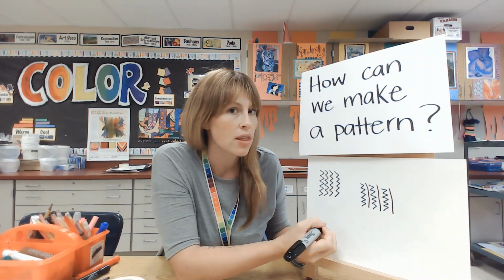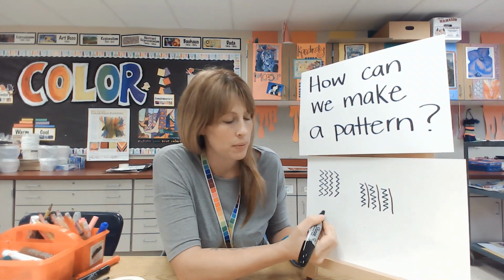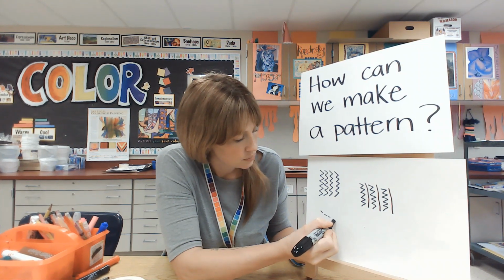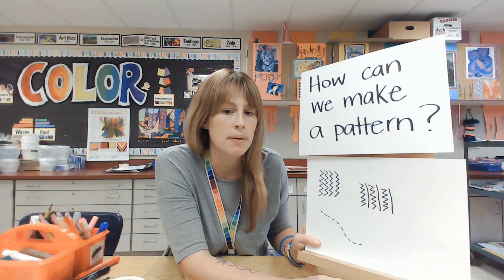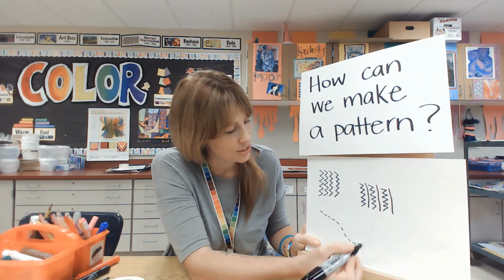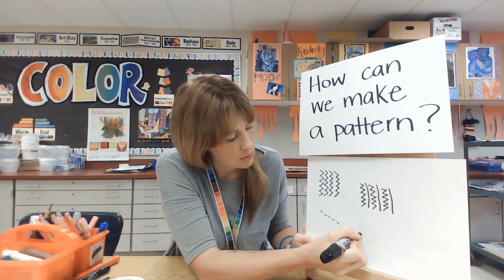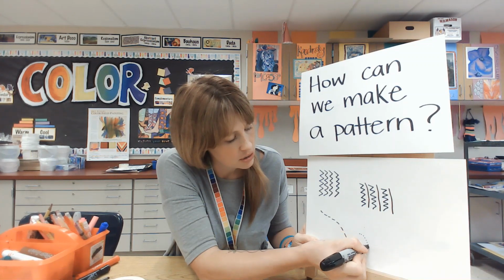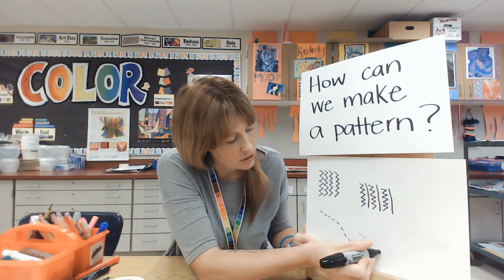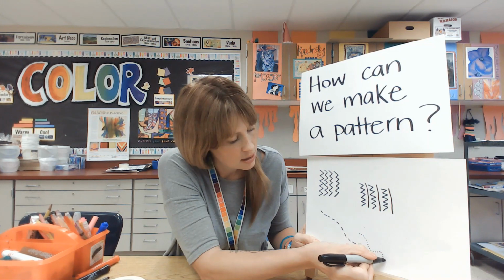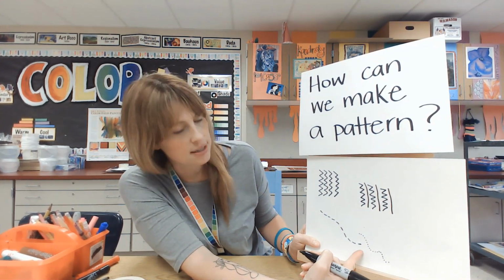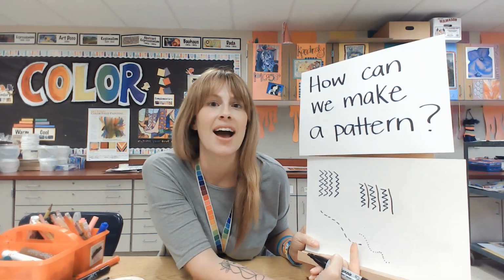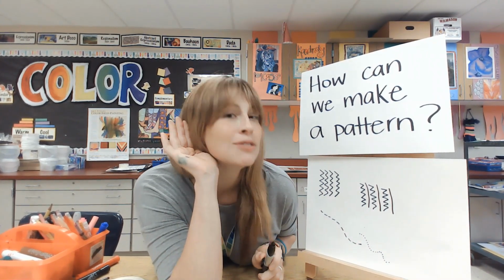So how about this line type? I'll put it on here. You tell me what it's called. Does anybody remember this one? Dashed. Good. What about dots? Can we do a dotted line? It's very similar to dashed, except it's just using the point of your marker or crayon. Okay, so those are two of our line types. How can I make it in a pattern? I have to repeat it.